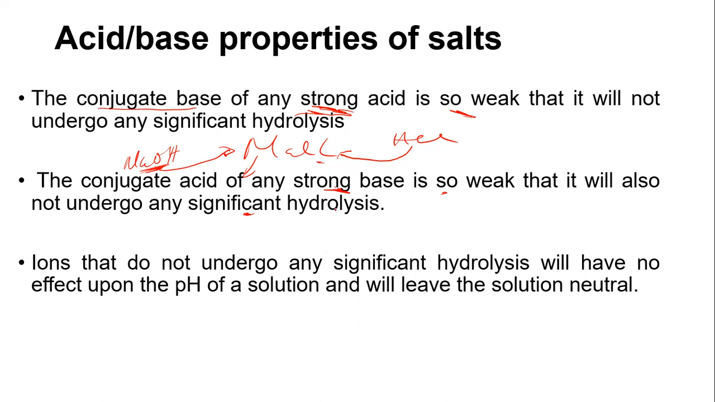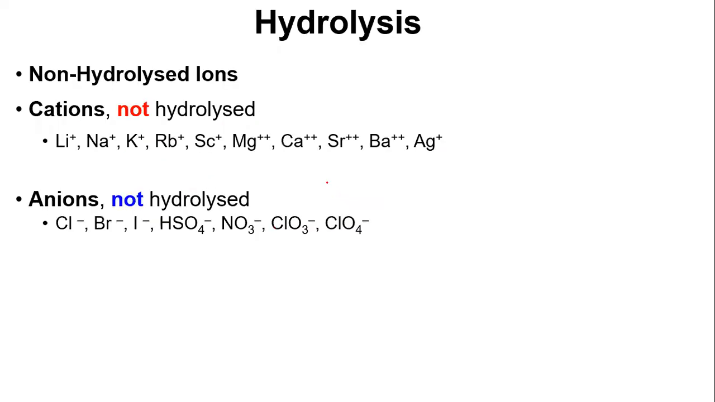So because these two are weak, they will not undergo hydrolysis, that is, they will not interact significantly with water, and then they will make the solution neutral. That's the pH of 7. Let's move on. So, salts that have ions that do not hydrolyze, we have to take note of all these ions.